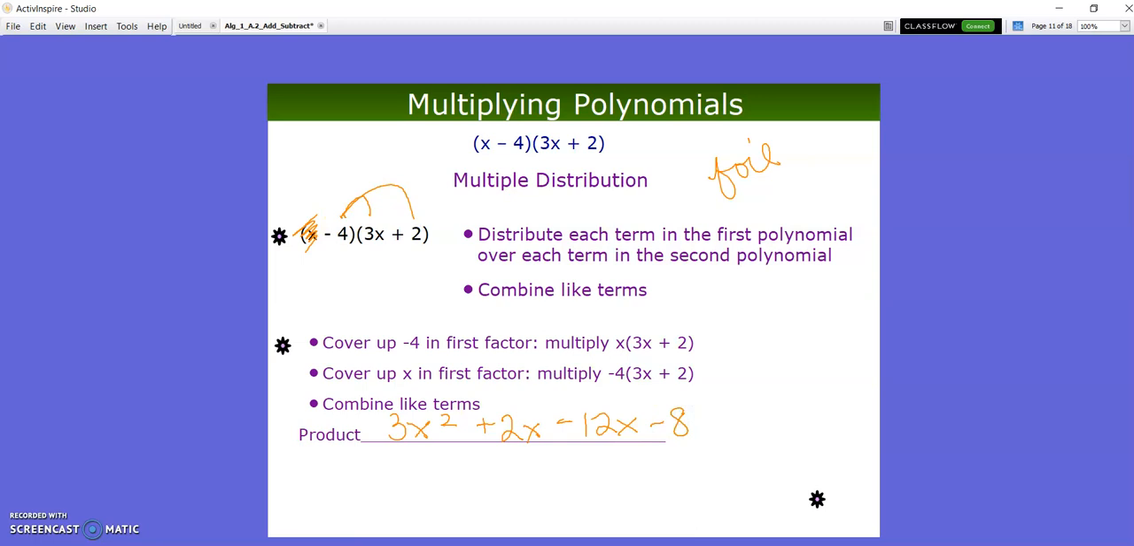After I do this distribution, I have to look to see if I have terms that need to be combined, like the adding piece that we did previously, and that would be right here in the center. Those two middle terms both have just an x to the 1st power, so we can go ahead and combine them. So we've got 3x squared, and when we put this together, we get negative 10x, and then minus 8.